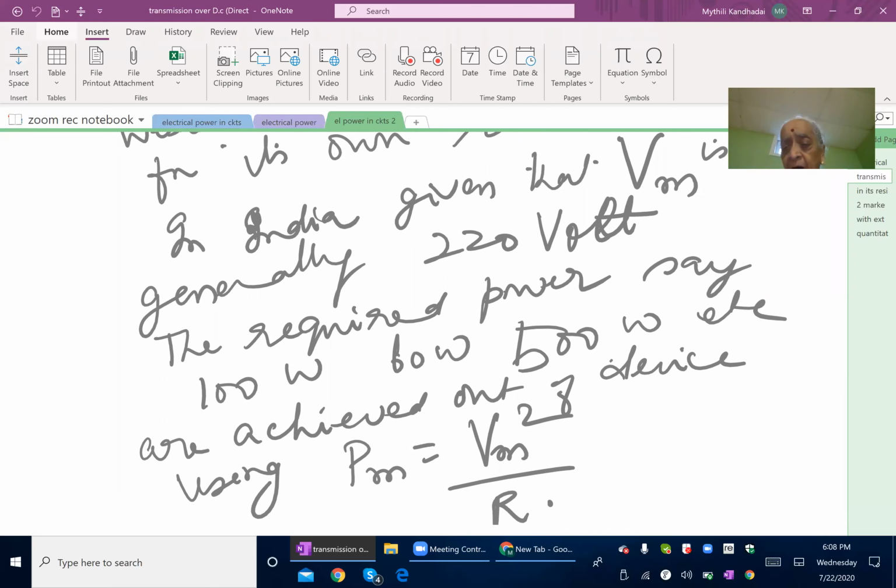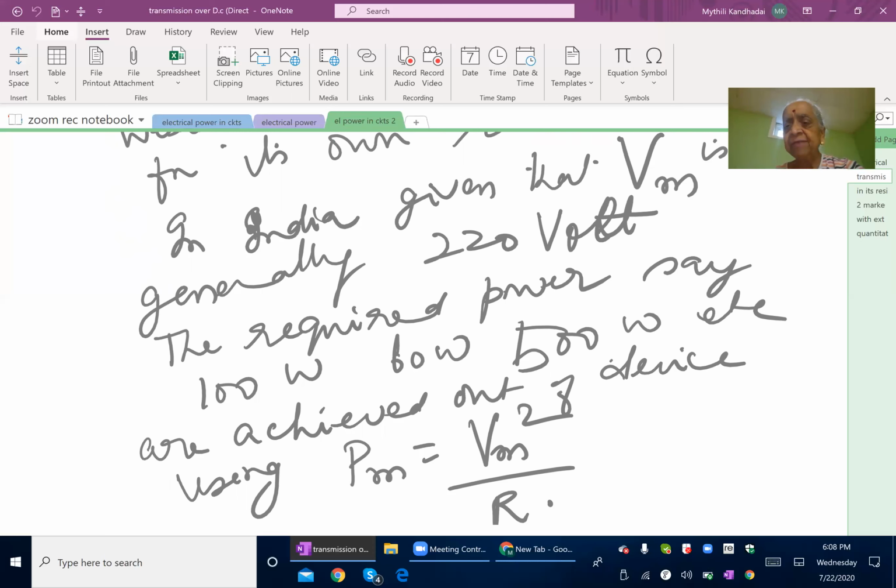60 watt, or 500 watt, etc., is achieved out of the device. Right? In India, given that the marked voltage is generally 220, the required power, bulbs may require 100 watts or 60 watts. An immersion heater or a fridge may require 500 watts for its complete working. Likewise, the wattage will vary from device to device, even in the same country.